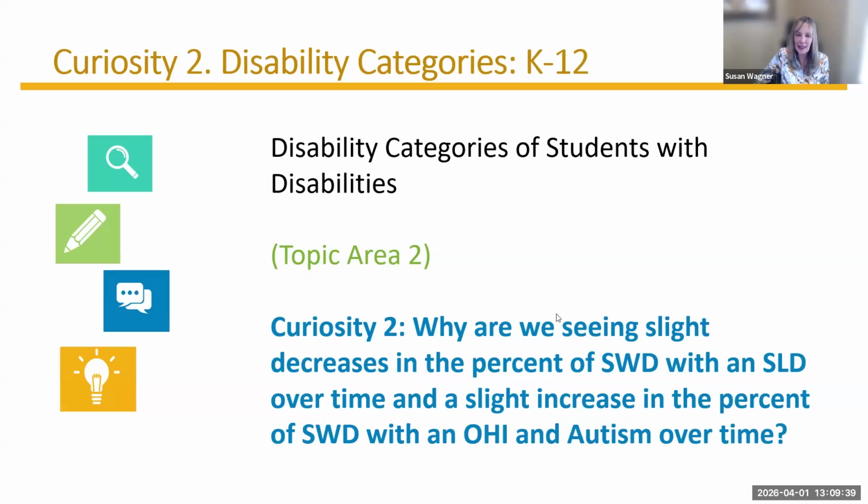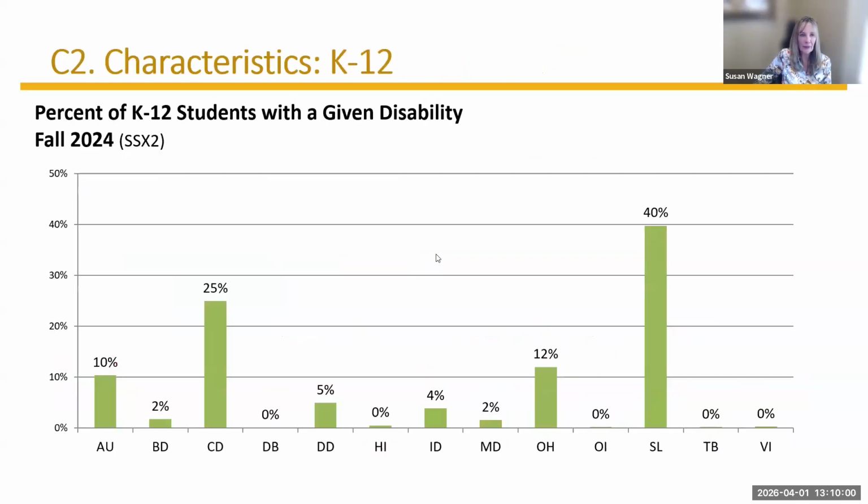So our curiosity is, why are we seeing slight decreases in the percent of students with disabilities with an SLD, specific learning disability, over time, and a slight increase in the percent of students with disabilities with an OHI and autism over time? And I'll show you a chart about that.